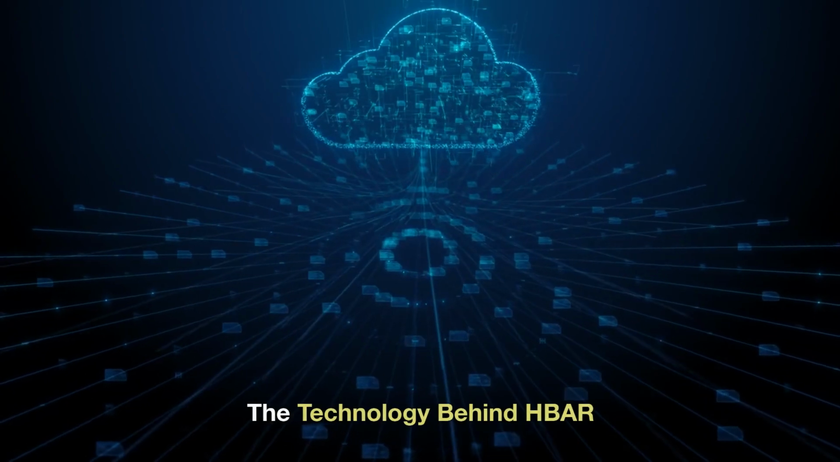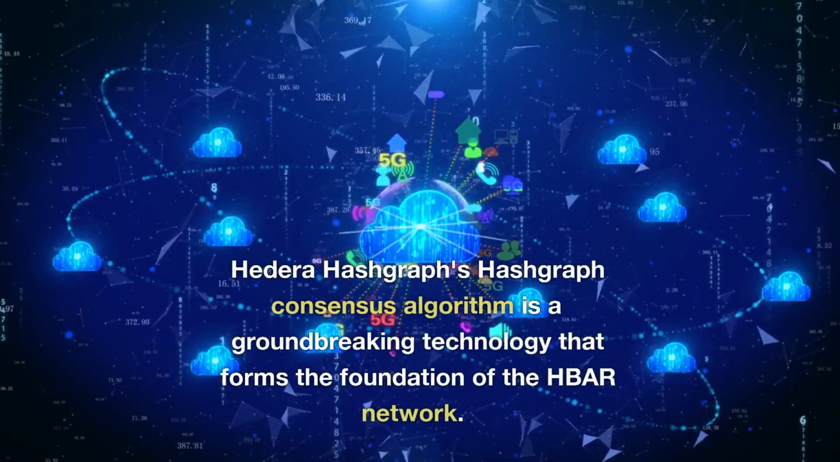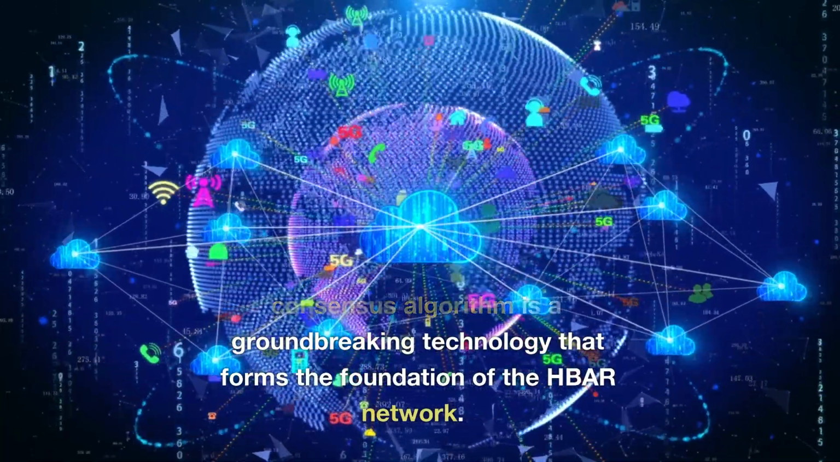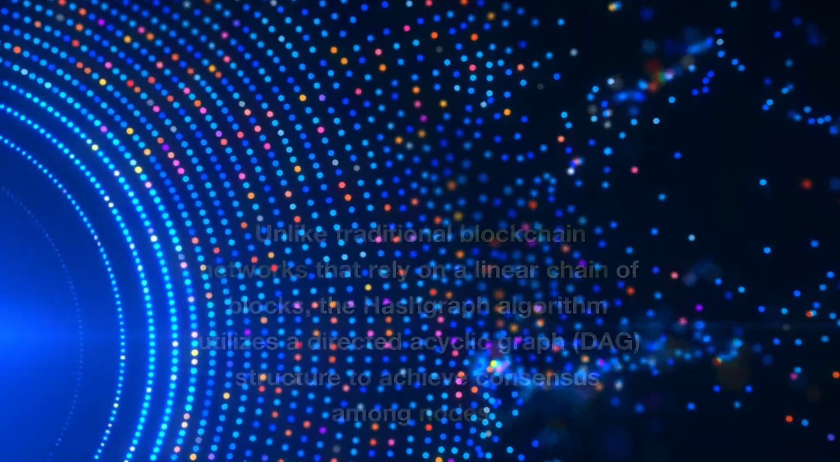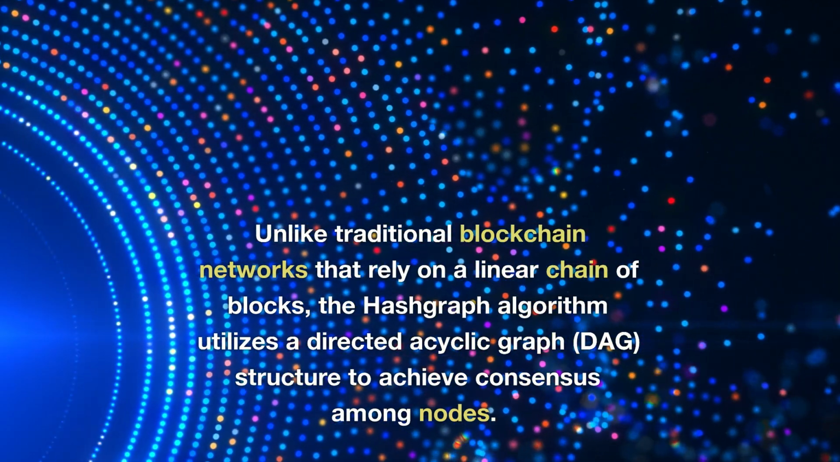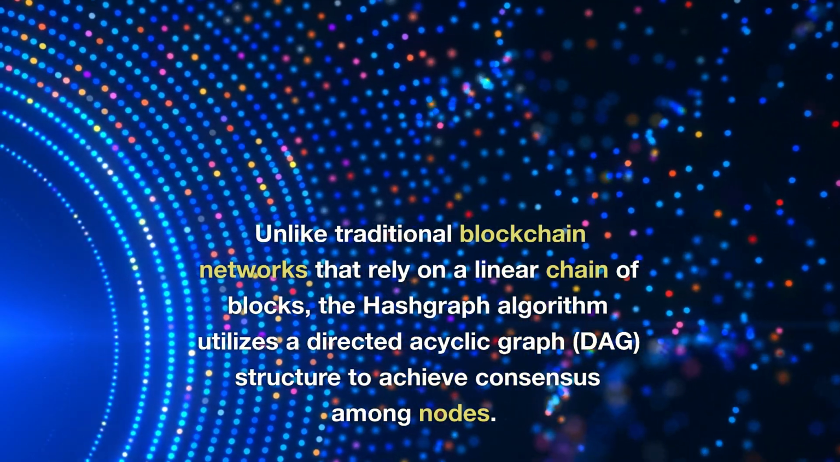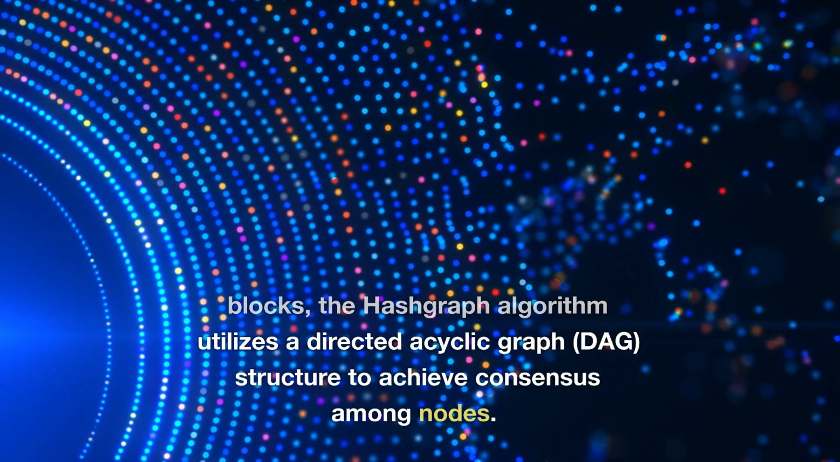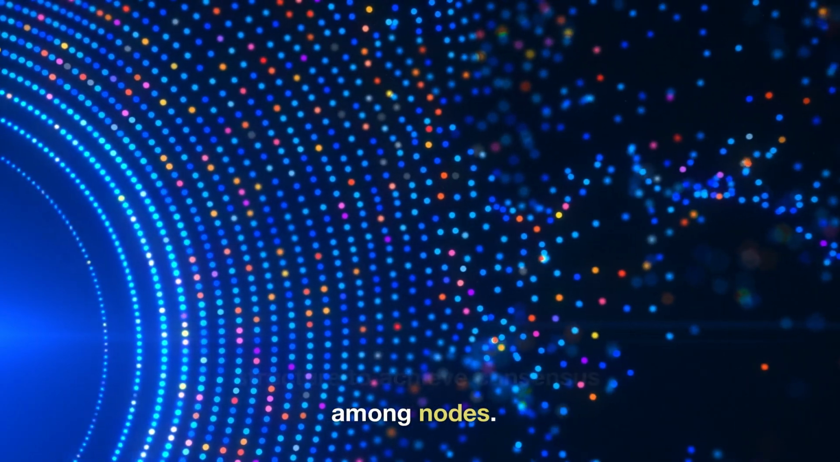The technology behind HBAR. Hedera Hashgraph's Hashgraph consensus algorithm is a groundbreaking technology that forms the foundation of the HBAR network. Unlike traditional blockchain networks that rely on a linear chain of blocks, the Hashgraph algorithm utilizes a directed acyclic graph (DAG) structure to achieve consensus among nodes.